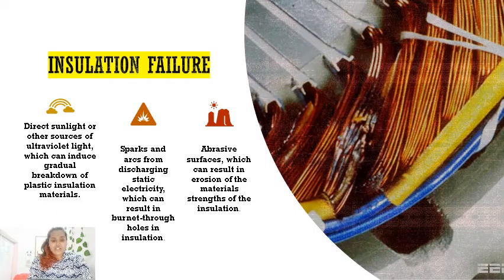Moving on, insulation failure. What is insulation failure? First, direct sunlight or other sources of ultraviolet light can induce gradual breakdown of plastic insulation material. Next, sparks and arcs from discharging static electricity can result in burnout through holes in insulation. Next is abrasive surfaces, which can result in erosion of the material strength of the insulation.